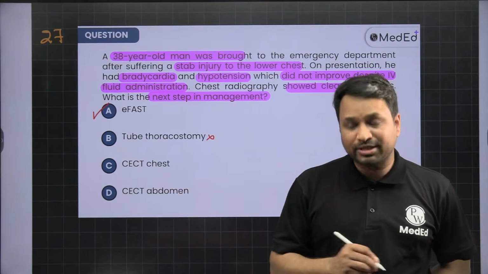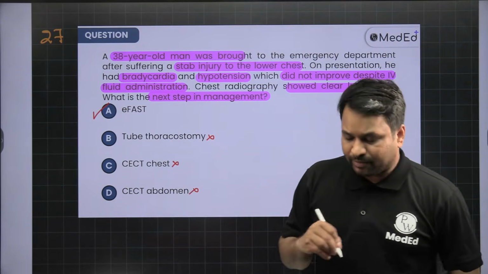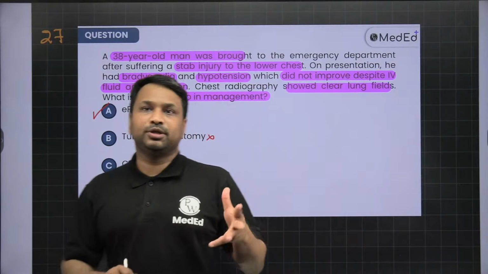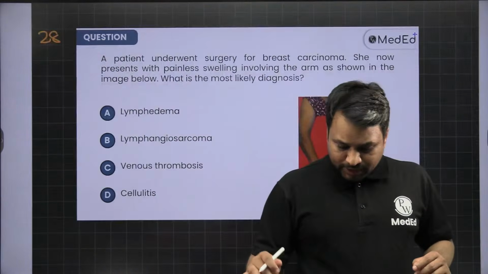I'll not put a chest tube because there's no evidence of pneumothorax. CT will only be done if the patient is stable. So when the patient is not stable, I cannot do it. So the best option here is going to be E-FAST, that is your extended FAST. Question number 28.